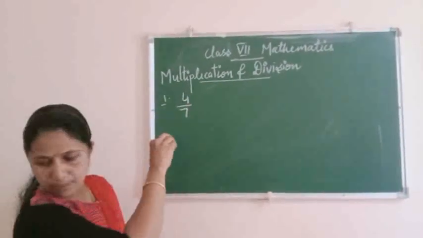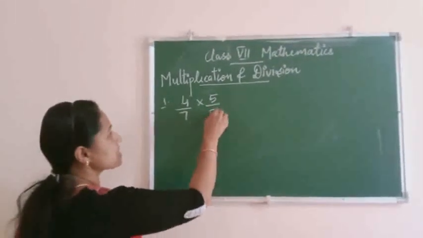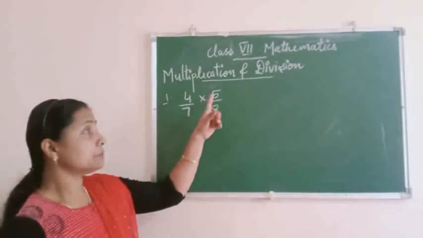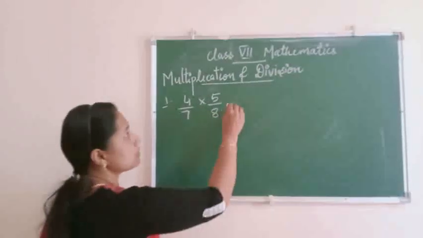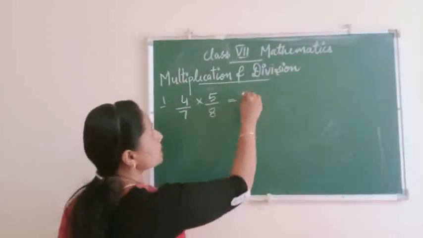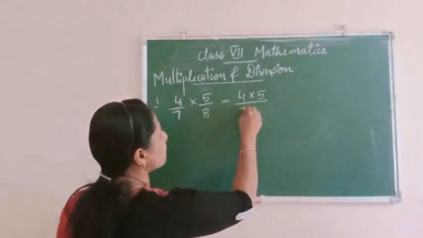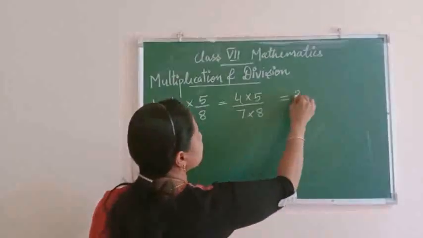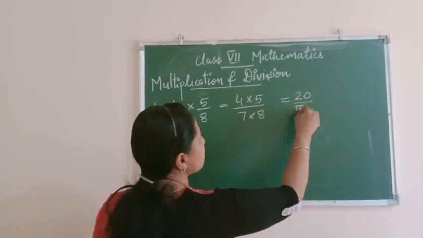4 upon 7 multiplied by 5 upon 8. Two fractions are given for multiplying. For multiplication, you have to multiply the numerators together and the denominators together. So the answer of this question will come this way. Numerators 4 multiplied by 5 upon denominators 7 multiplied by 8. 4 multiplied by 5, 20 will come, and 7 multiplied by 8, 56 will come.